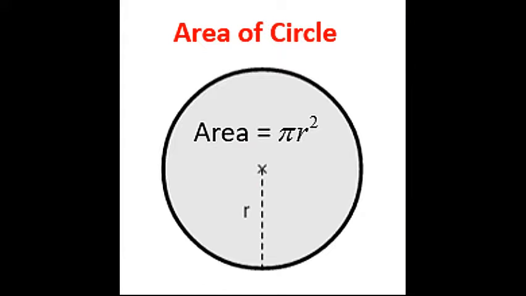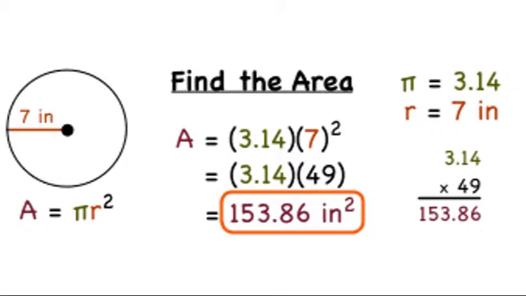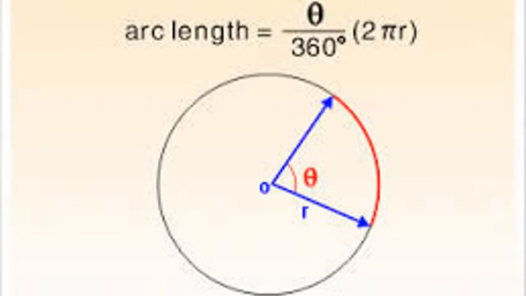Hopefully that makes more sense when you're trying to figure out the difference between circumference and area. Here's an example of area where the radius is 7 inches. You want to square that. 7 squared gives you 49. Multiply that by pi.